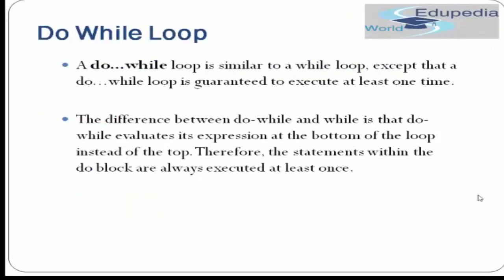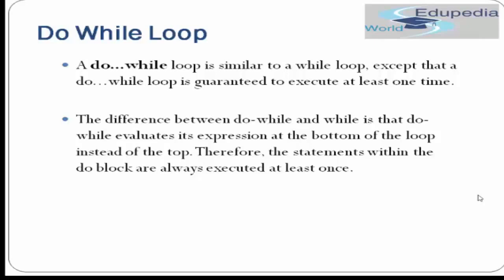Do while loop. A do while loop is similar to a while loop, except that a do while loop is guaranteed to execute at least one time. The difference between do while and while is that do while evaluates its expression at the bottom of the loop instead of the top. Therefore, the statements within the do block are always executed at least once. So in short, that means a do while loop will start the execution from the top block.